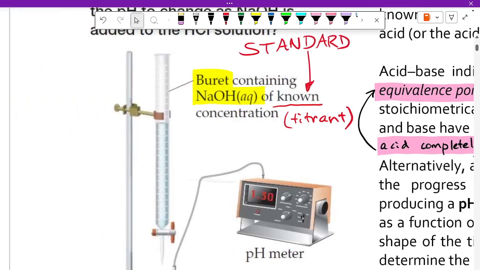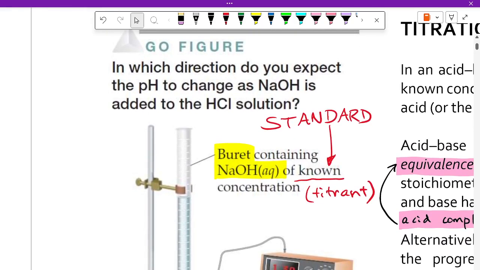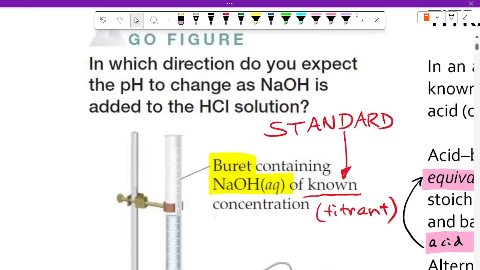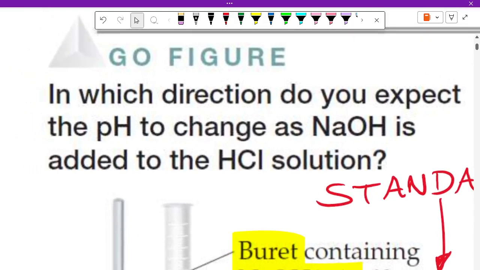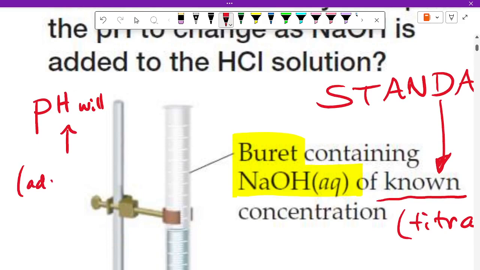And what do you think will happen? We have a little question here. This is from BLB, the big black textbook. Go figure. In which direction do you expect the pH to change as NaOH is added to the HCl solution? Tell your partner, what do you think? Will the pH go up or will the pH go down? The pH will go up. Why? Because we're adding base, right? We're adding NaOH.